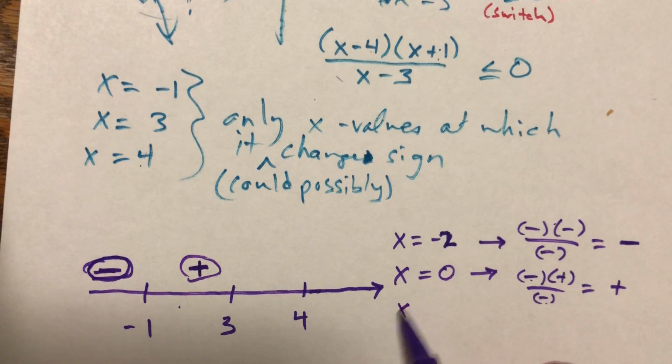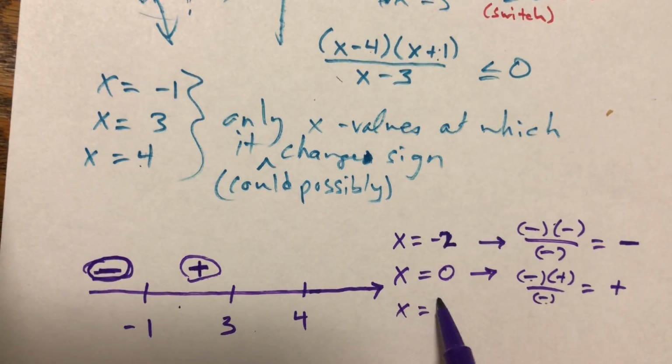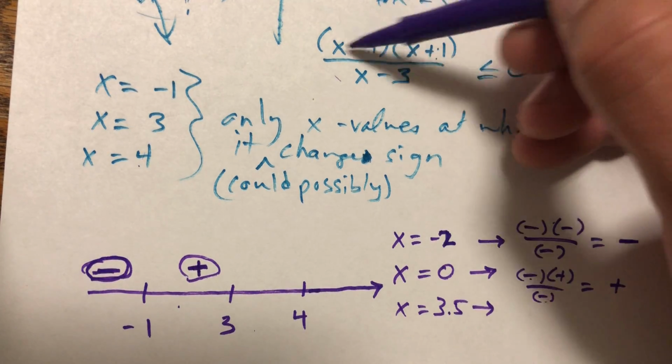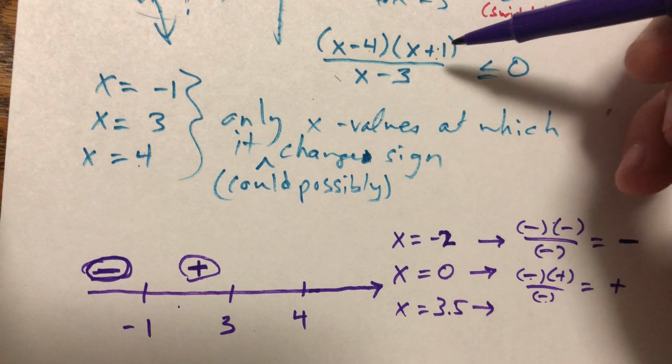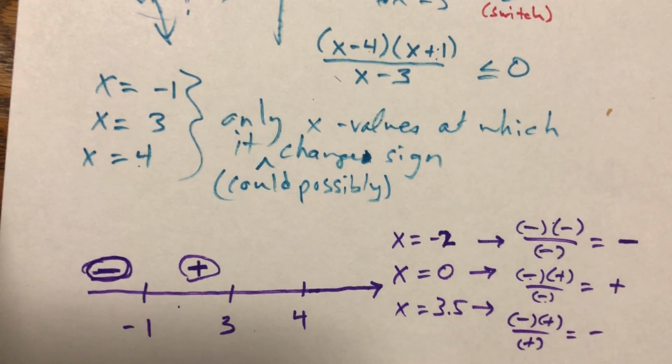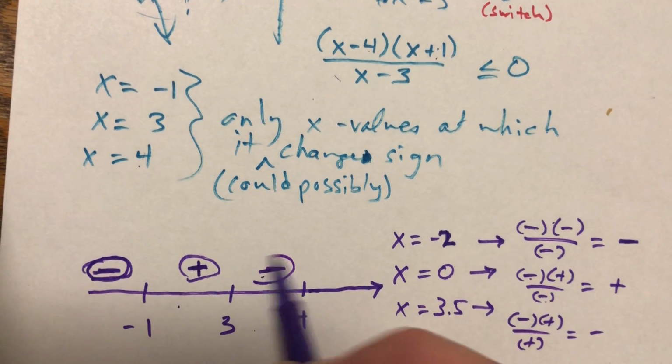Okay, and then we pick another test value, so we'd probably pick maybe 3.5, and we would check out the sign on that as well. So this piece would be negative, this piece would be positive, this piece would be positive. So we got negative, positive, positive. So that's a negative altogether.